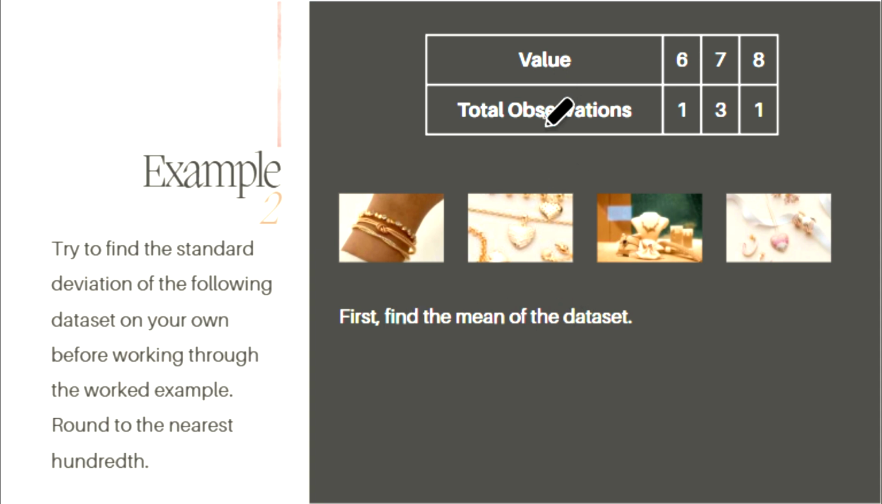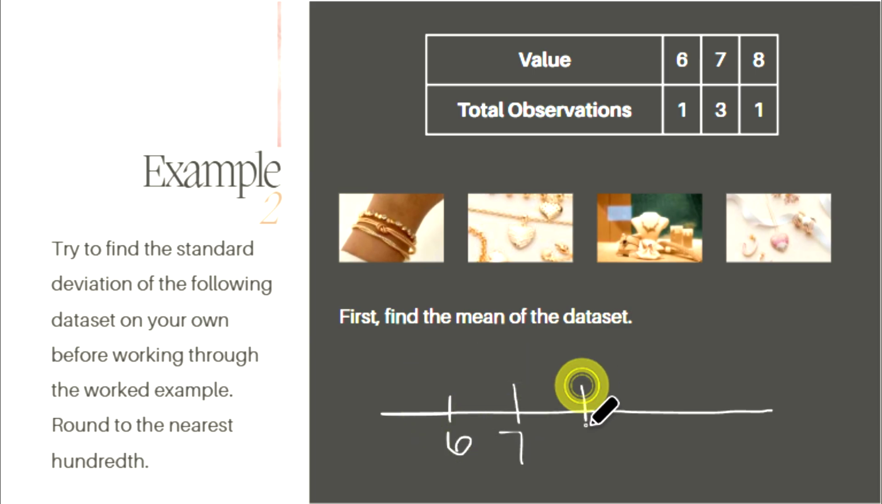So first we need to find the mean of the data set. If this looks like our dot plot, what we're going to have is the value 6, the value 7, and the value 8. Okay, and now we need to figure out how many dots there are. Let me make my dot bigger. So total observations, there's 1 dot at 6, there's 3 dots at 7, and there's 1 dot at 8. You won't have to do this every time, but I'm a very visual person, so this is necessary for me. Just because it's necessary for me doesn't mean it's necessary for you.